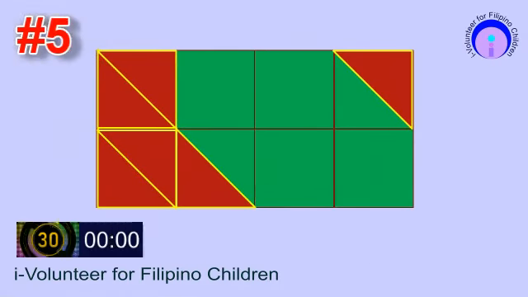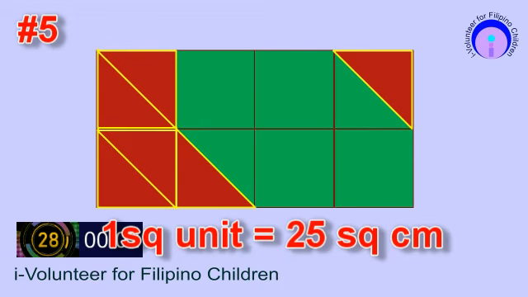Item number 5. If 1 square unit is equal to 25 square centimeters, what is the area of the red shaded part? You still have 5 seconds to finish.